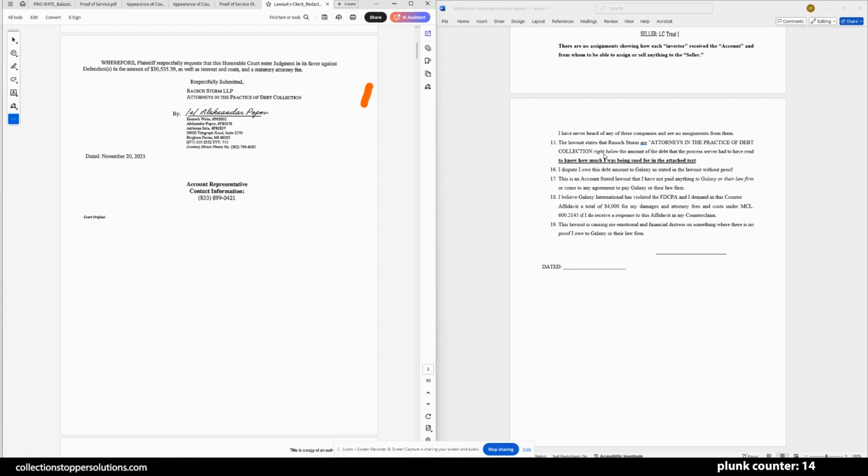So they're telling everybody we're attorneys in the practice of debt collection. So I put in the affidavit, right below the amount of the debt, that the processor had to have read to know how much I was being sued for, because in this case, the processor told the client, you owe $30,000. You better call the attorney. They never say, hey, you better call your attorney. And look at this. They put the number right on it, so you're kind of being forced away from representing yourself, and they're going to try and force you into a deal on a debt they don't own, as you can tell.